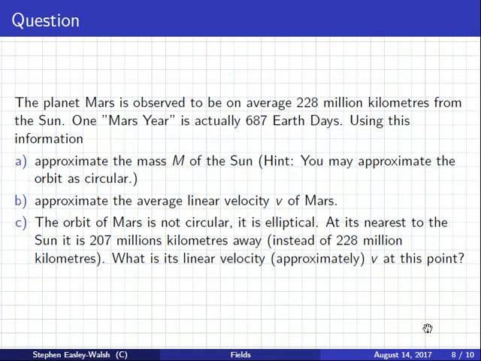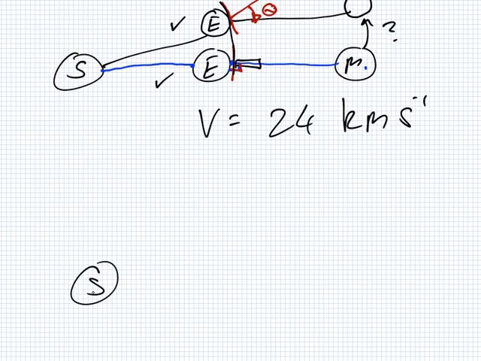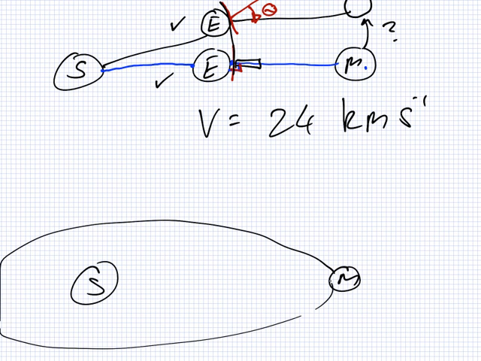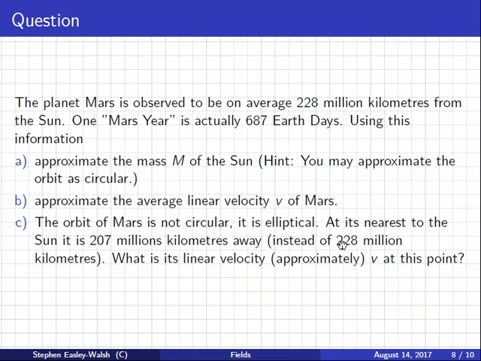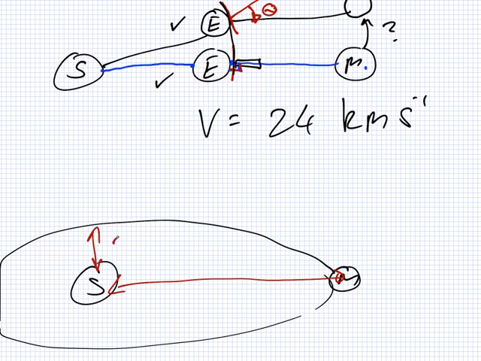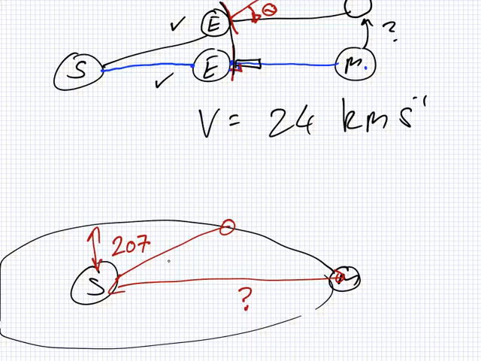Okay. Next, and finally, the orbit of Mars is not a circle, it's actually an ellipse, and it changes by about 20 million kilometers. So there's the Sun, there's Mars. It's actually more of an ellipse. At its nearest distance, it's 207 million kilometers. At its furthest distance, I didn't tell you, and at the average distance, it's 228. Maybe the furthest is like 240 or something like that.